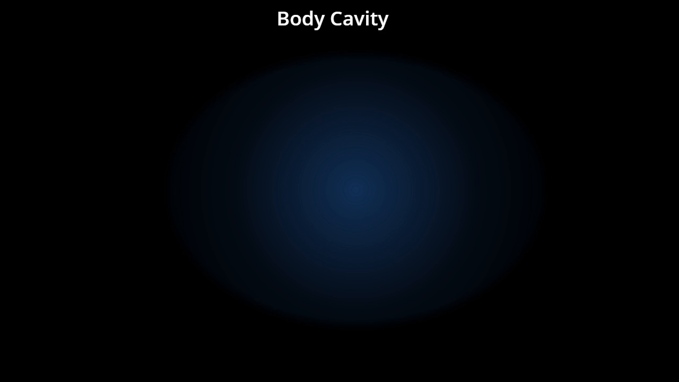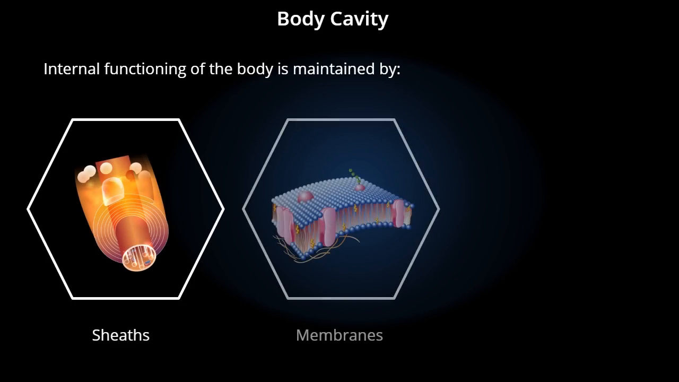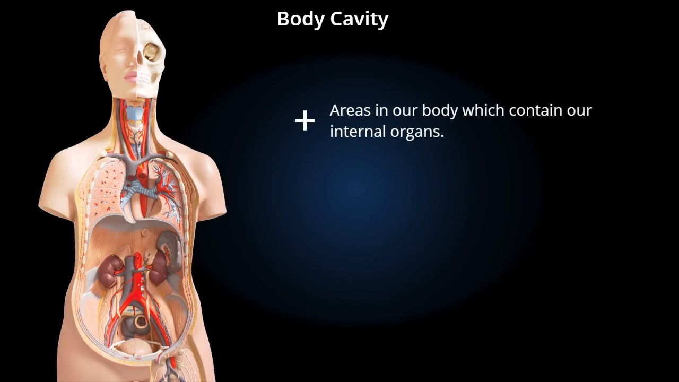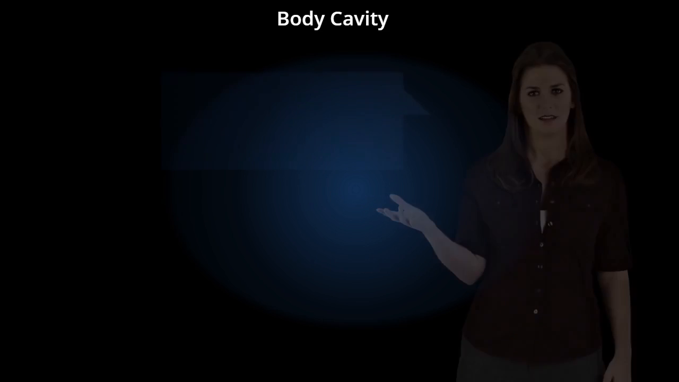Previously, we discussed the various organs of the human body and their functions. The body maintains its internal functioning by the means of sheaths, membranes, or other structures that separate the compartments. The areas in our body which contain our internal organs are called body cavities. It is lined with a layer of cells and filled with fluids to protect the organs.